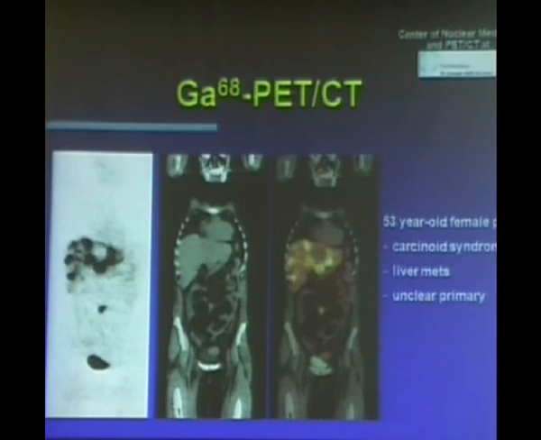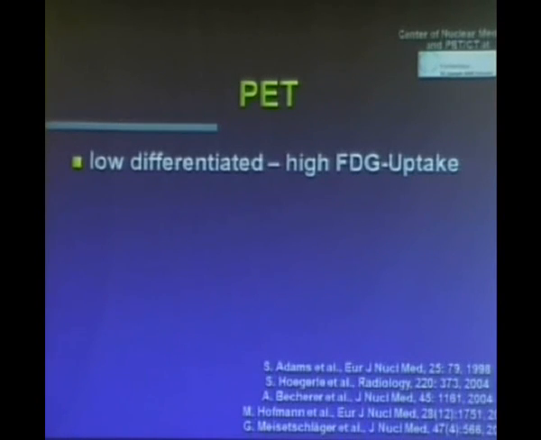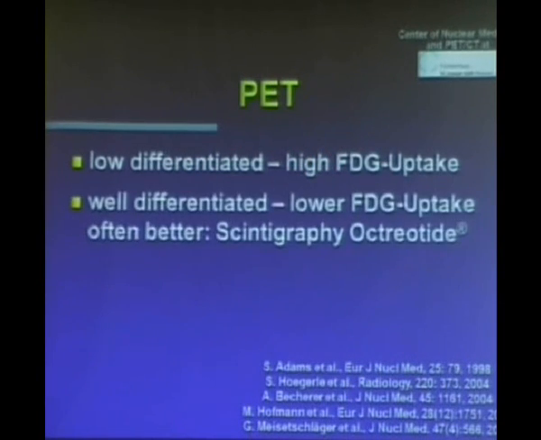This is an example of a gallium-68 PET-CT scan of a patient with a carcinoid, who presented with carcinoid syndrome, an unclear primary, and a lot of liver metastases. The primary could be localized to the intestine. We have to know, as I talked about before, that poorly differentiated neuroendocrine tumors have a high FDG uptake, and vice versa. If they are well differentiated, the FDG uptake is very low, so it's better to get a scintigraphic result.